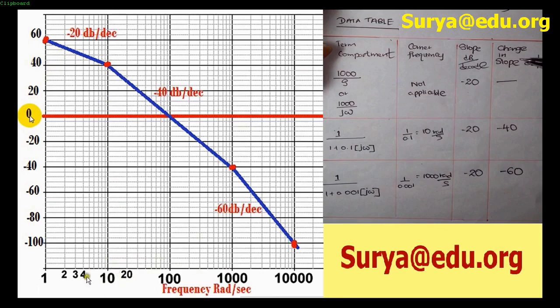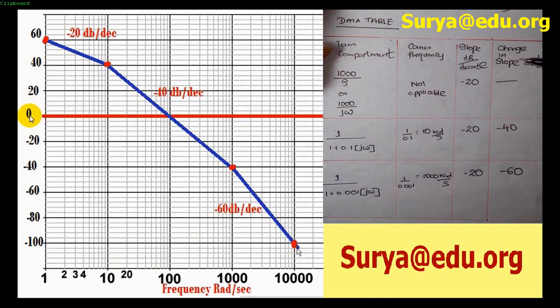For 10 radians per second it is 40 decibels, and the other one is omega c2, which is 1000 radians per second. The respective magnitude for that, according to your calculation, must be minus 40 decibels. For the last one, 10,000 radians per second, it is minus 100 decibels. It's very easy. Now just mark these points: point 1 coordinate 1, 60, then point 2, 10, 40, then point 3, 1000, minus 40, then the last point 10,000, minus 100. After marking these points, just connect them linearly.